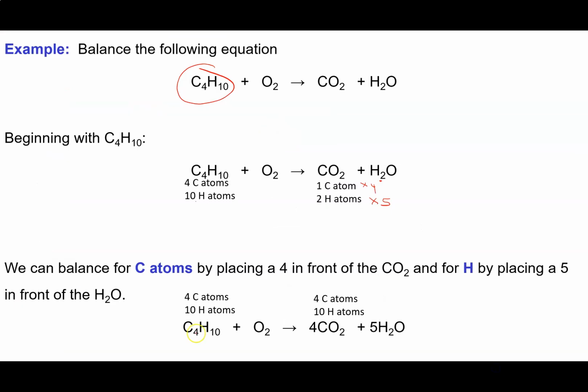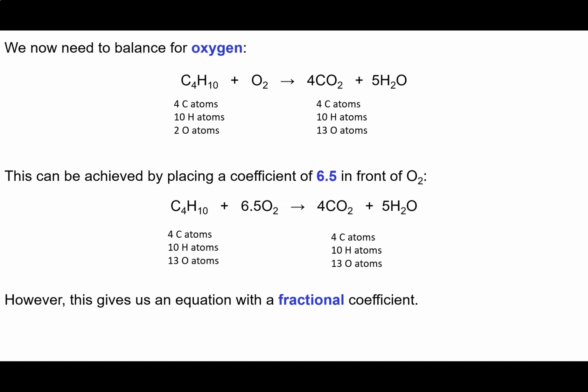So now we have 4 carbons on the left, 10 hydrogens on the left, 4 carbons on the right, and then 5 times 2, 10 hydrogens on the right. So that looks good. So we're done with that guy and we move on to our oxygens. So when I look at the oxygens, what I see is I've got 2 oxygen atoms on the left, but then I've got 4 times 2, that's 8, plus another 5, that's 13 oxygen atoms on the right.